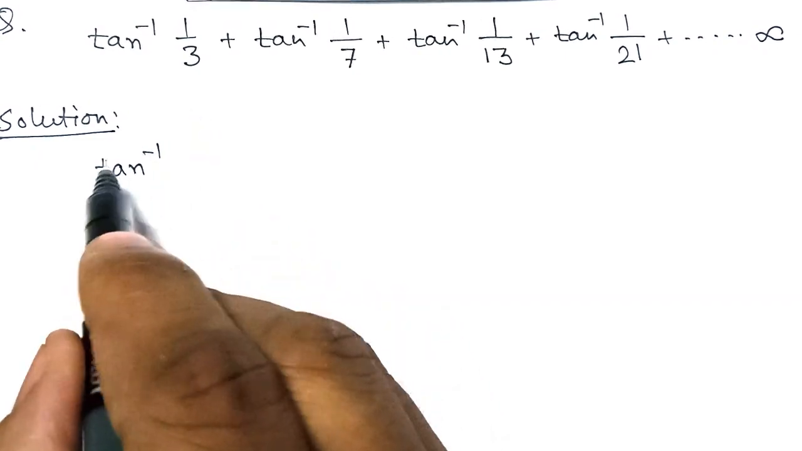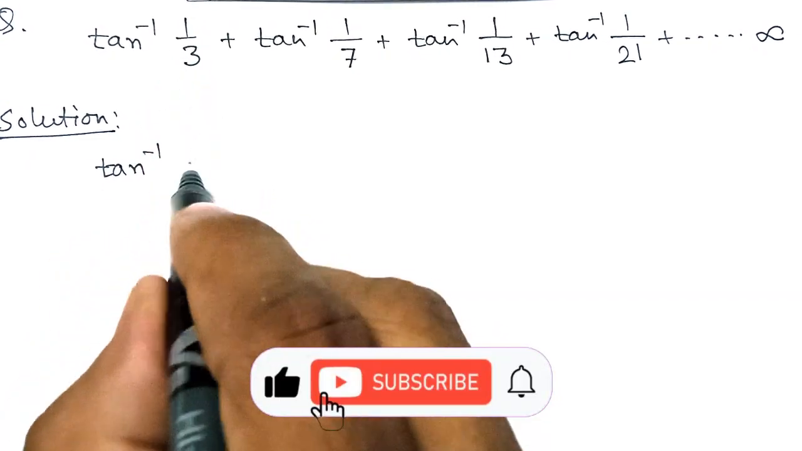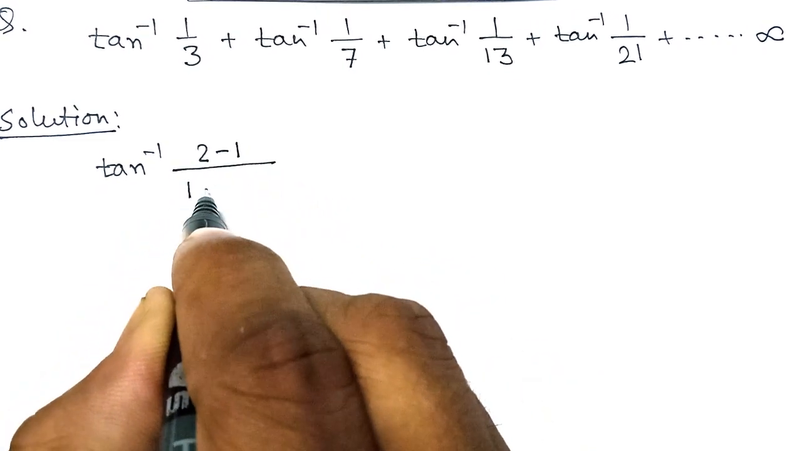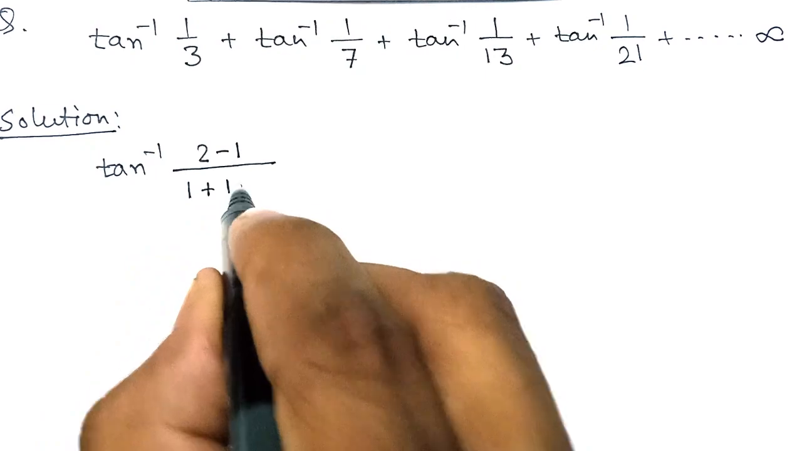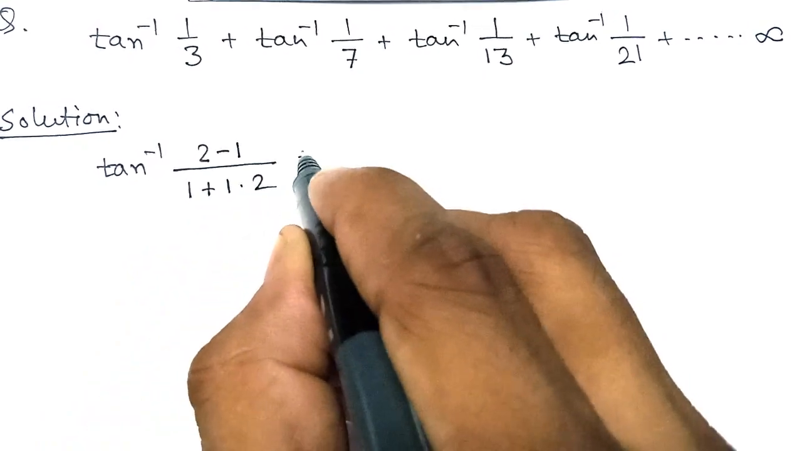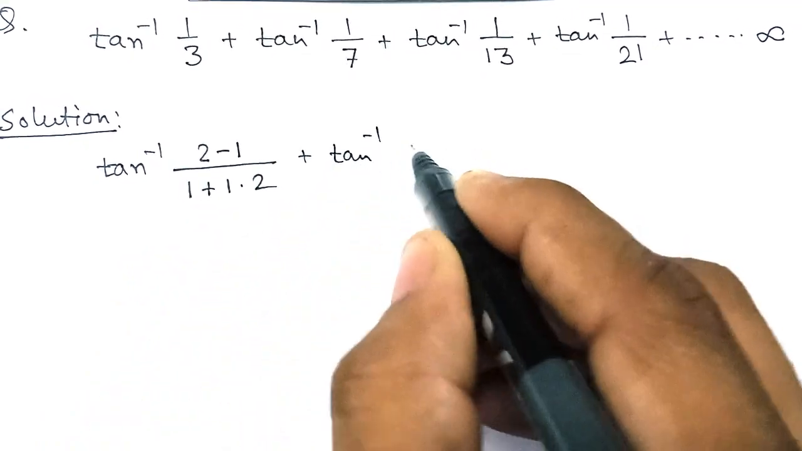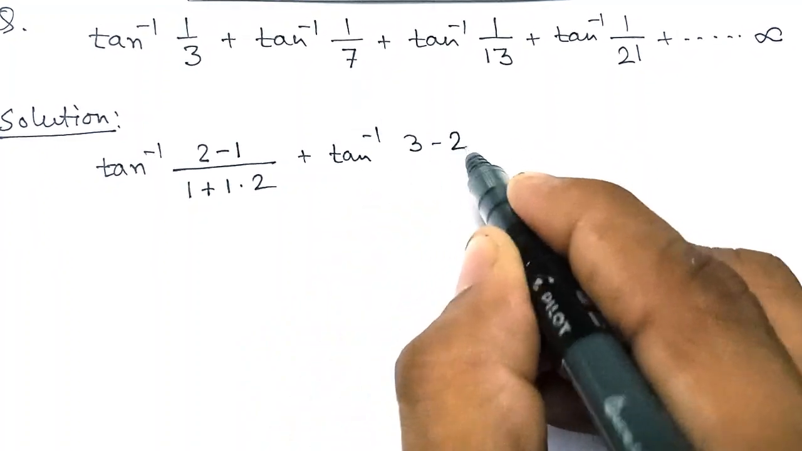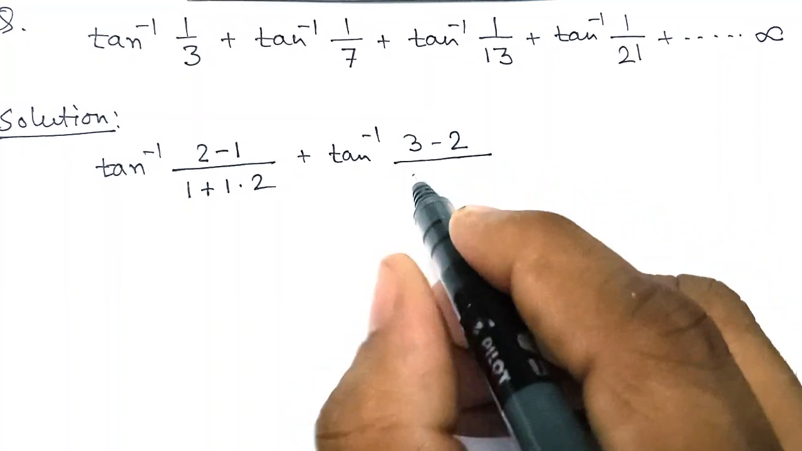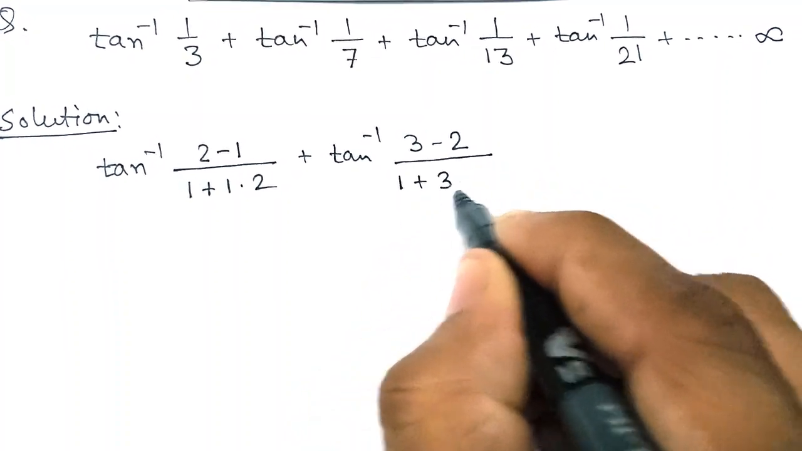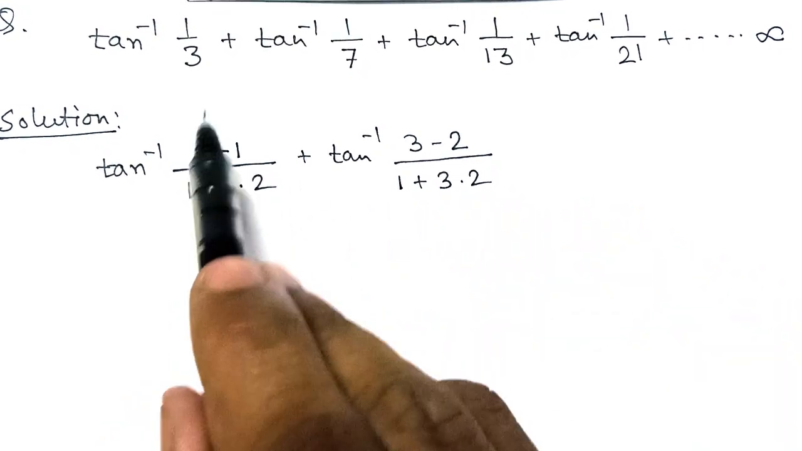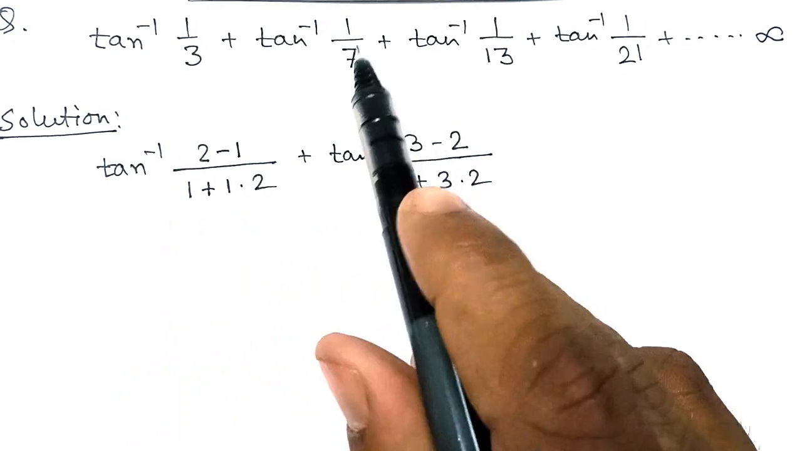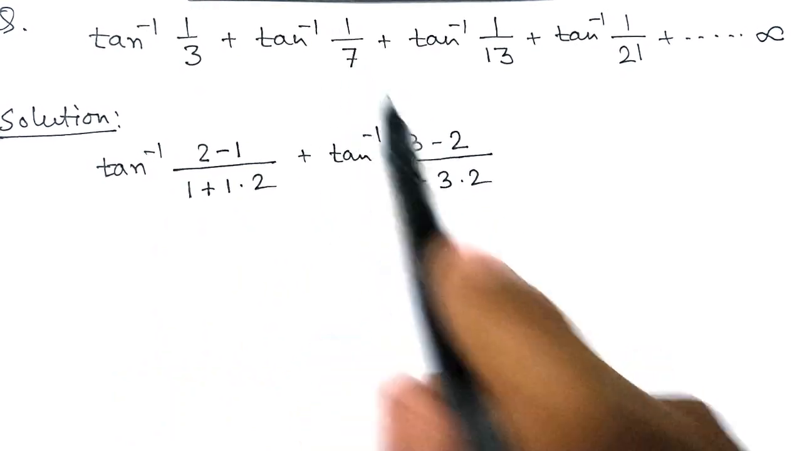We can write this tan inverse 1 by 3 as tan inverse of (2 minus 1) divided by (1 plus 1 into 2), plus this tan inverse 1 by 7 we can write as tan inverse of (3 minus 2) divided by (1 plus 3 into 2). Now you see 2 minus 1 is 1 and 1 plus 1 into 2 is 3. Similarly 3 minus 2 is 1 and 1 plus 3 into 2 is 7.